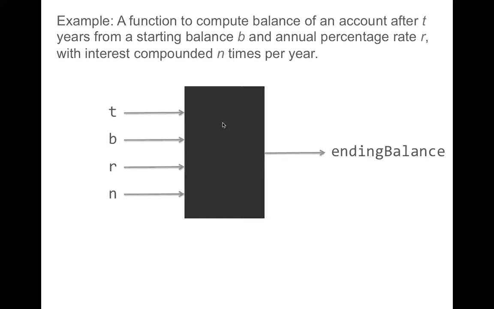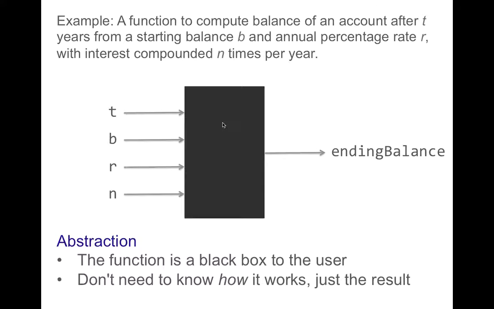T is the number of years, B is the starting balance, R is the percentage rate, N is the number of times per year, and then it produces the value, which is your ending balance. So starting balance, years, percentage rate, number of times compounded, and then the ending balance. So from this perspective, a function provides us an abstraction so we can treat this as a black box.